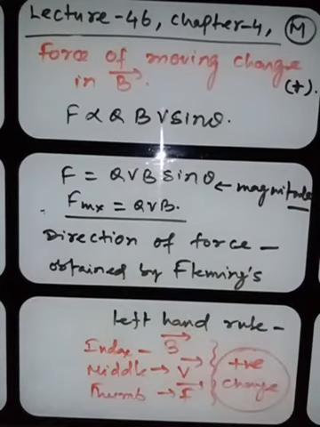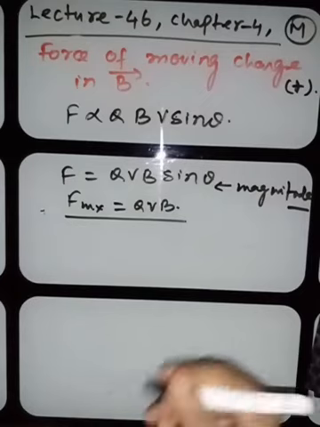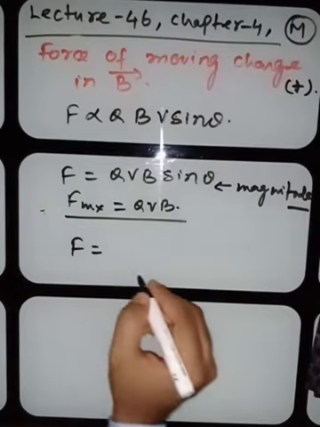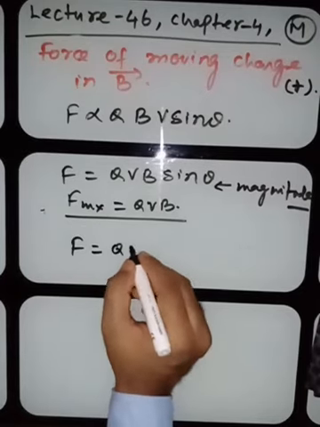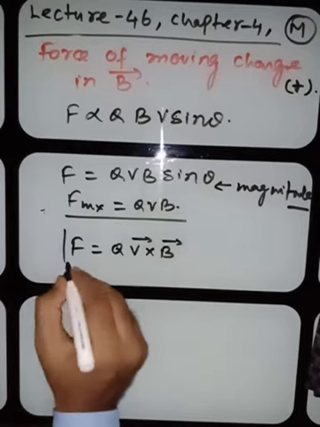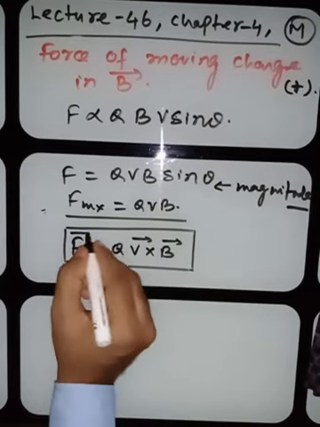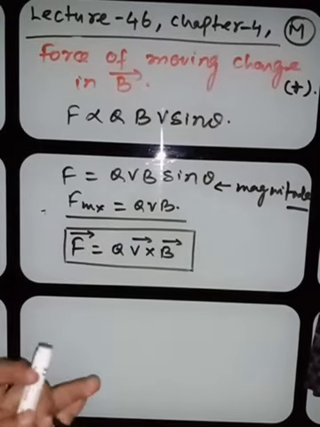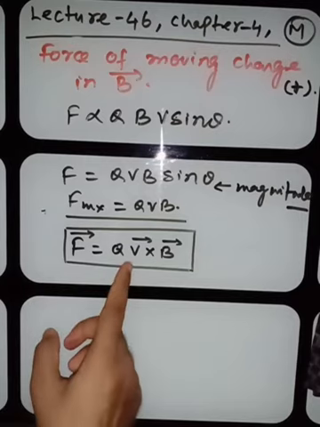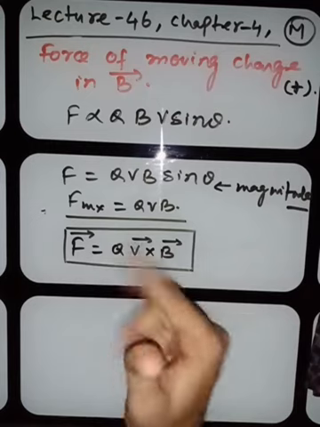Likewise here, you can write this in vector form. Kindly note down. F is equal to Q V cross B. This V cross B can be written as V B sine theta. Yes, so this is in vector form. So folding your forefinger from V, you will go towards B. Then you will get the direction of force by this thumb.